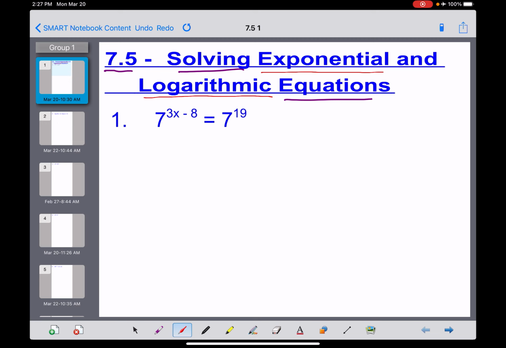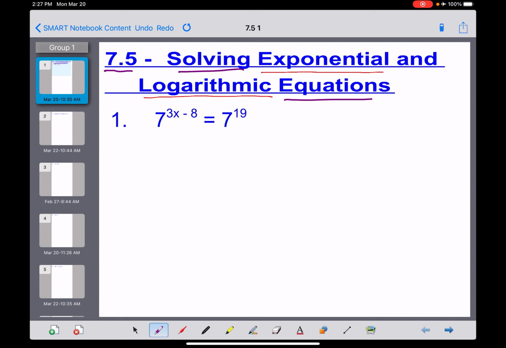And I know that some textbooks and some teachers kind of split this up and do exponential equations in one section and then logarithmic equations in another. We're going to go ahead and kind of just jump back and forth between the two of them here because I want you guys to be relatively fluent with that. They're certainly related to one another.